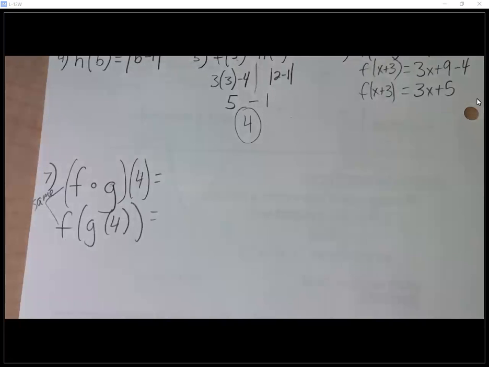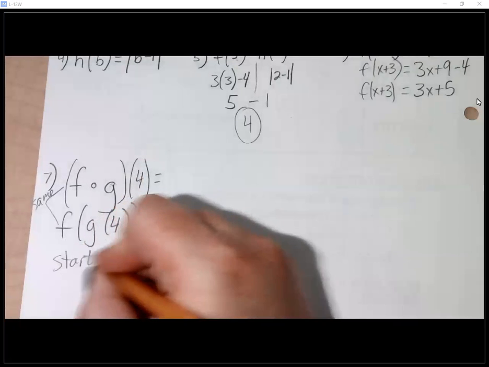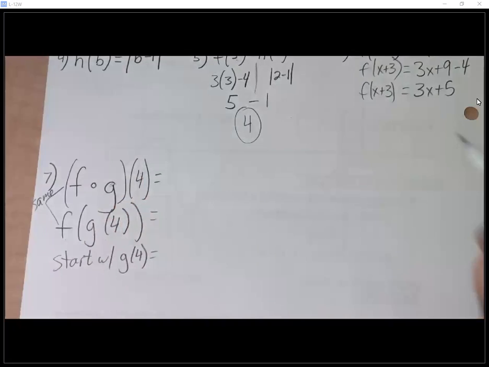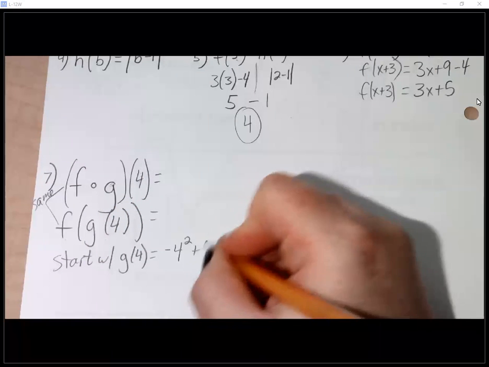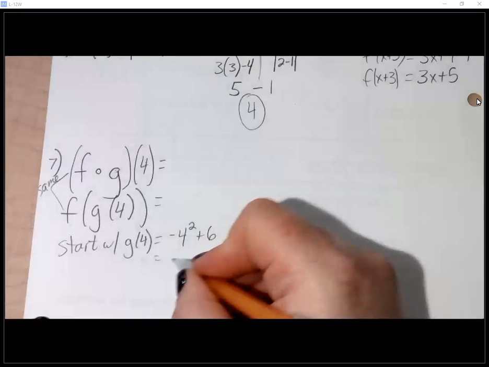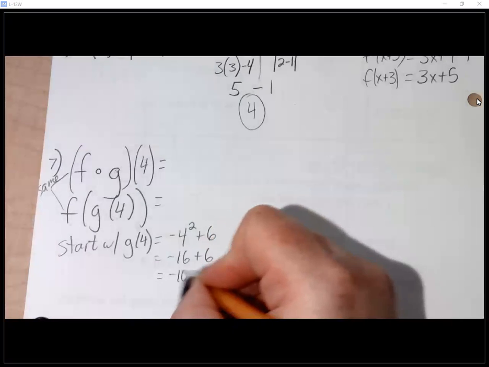So again, we're going to start with g of 4. So that's going to be negative and then 4 squared plus 6. Make sure you're evaluating that correctly. That would be negative 16 plus 6, or negative 10. Okay, so that's my answer for that.